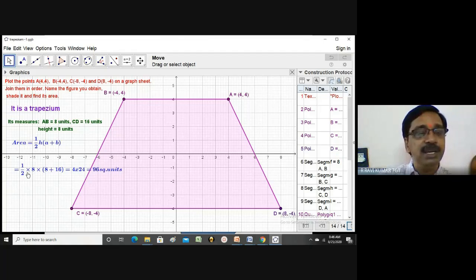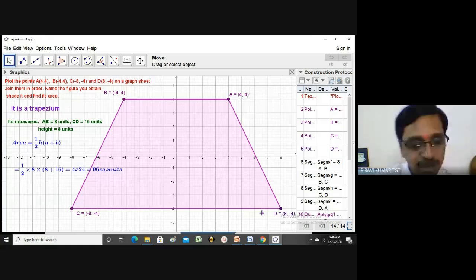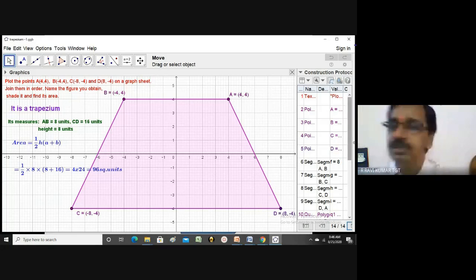It is half into 8 into 8 plus 16, or 4 into 24. It is 96. This is how you can solve the problem. It is given like this. So shall we move on to the next one?